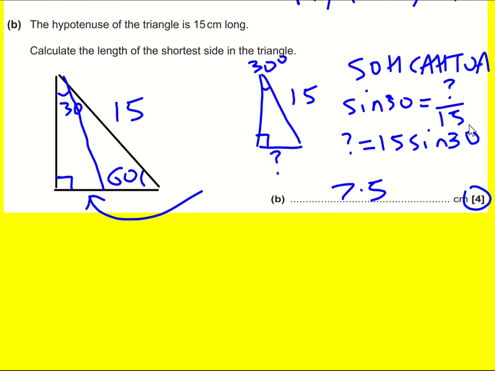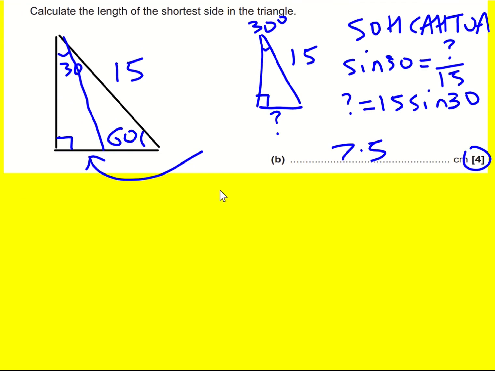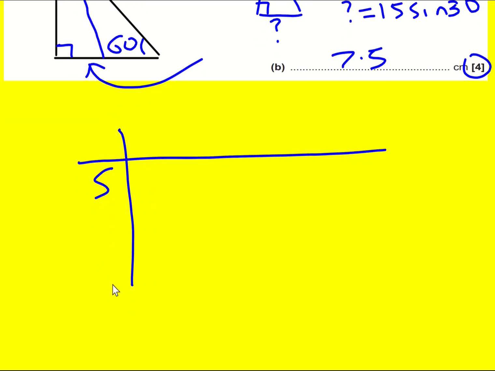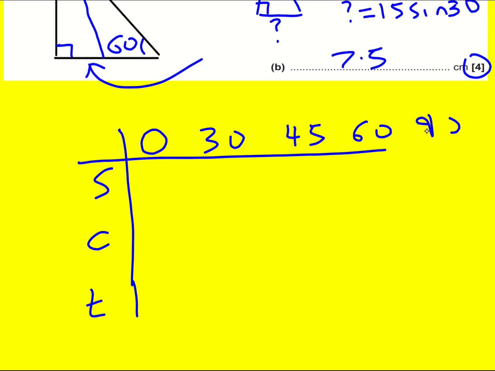Now, if you don't know your values, then one way you can do it is to derive them, but I'm not going to go through that one. The other way is to learn the values, and you can do this with a nice little memory technique. If you write down sine, cos and tan, and then remember the key values you're expected to learn, 0 degrees, 30, 45, 60 and 90, these are the ones you're expected to know. Then for sine, you write down 0, 1, 2, 3, 4.